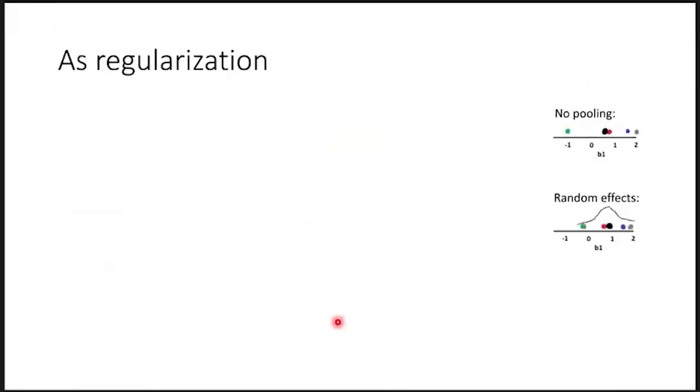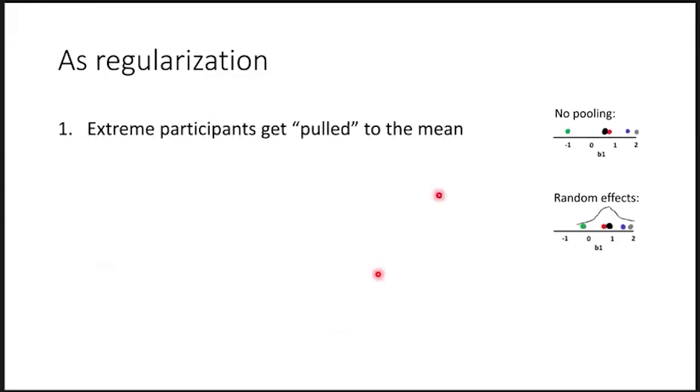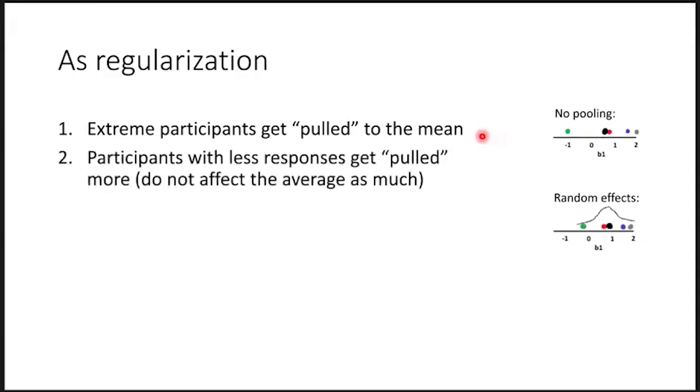Okay, and then the third way to think about it is a regularization factor. If we compare no pooling to the random effects, the extreme participants get pulled more to the mean, right? Because we want to fit a normal distribution, so we don't want them too extreme. And participants with fewer responses get pulled more because they do not affect the average as much, or pulling them does not affect the loss as much, okay?